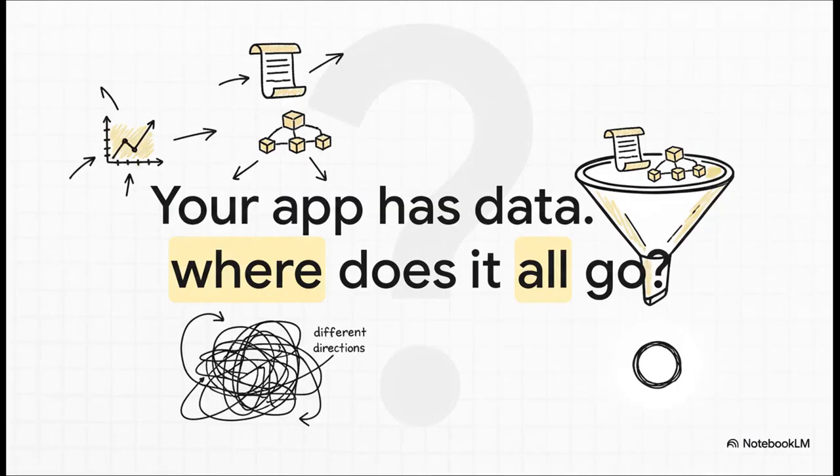Okay, so picture this. You've done the hard work, you've instrumented your application. It's pumping out all this incredibly valuable telemetry data. Metrics, logs, traces, the whole shebang. But that actually creates a new headache, doesn't it? All that data is scattered everywhere, speaking different languages and flying off in a dozen different directions. How are you supposed to keep track of all that?